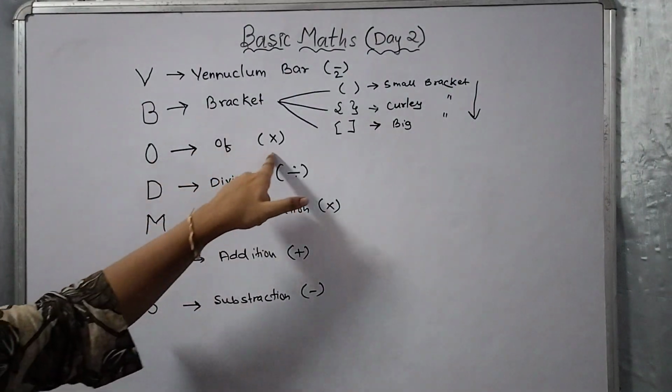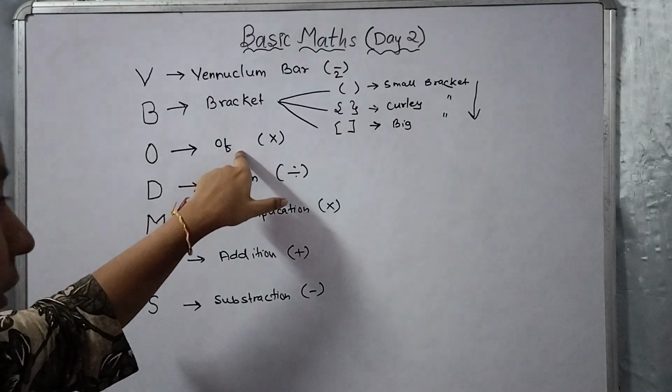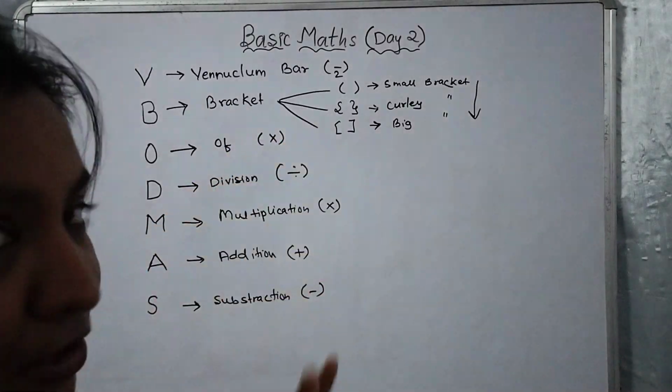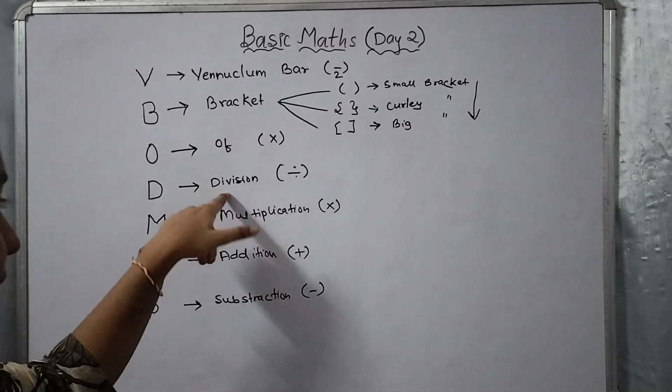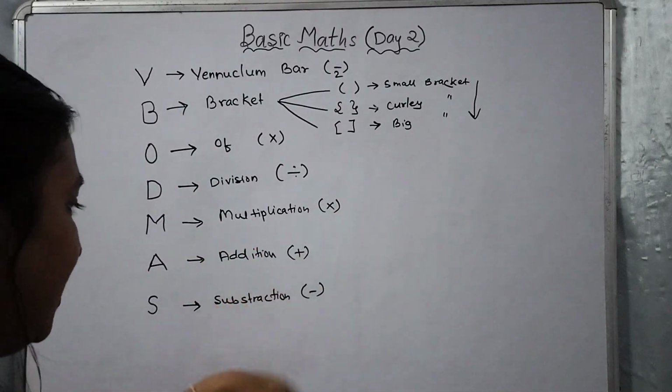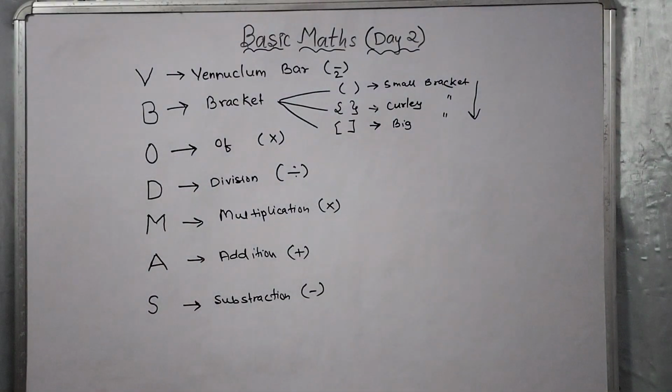Then comes Of. Of is multiplication. First you will convert it into multiplication and multiply it. Then comes division, then multiplication, addition, and lastly subtraction.